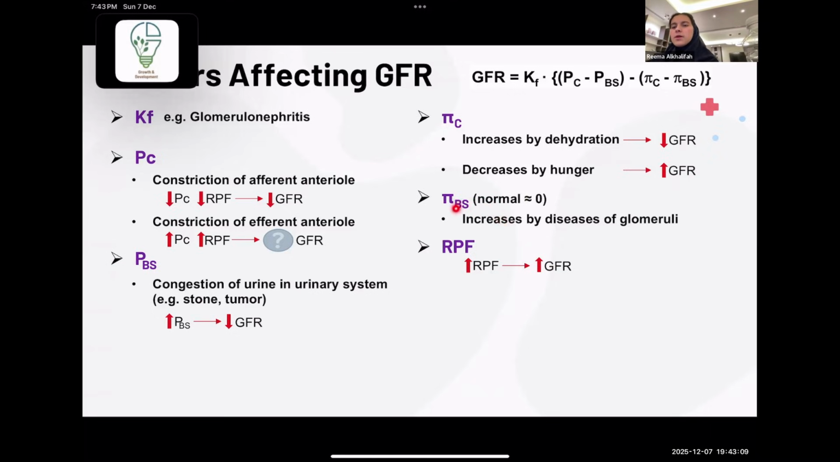Now, the oncotic pressure of the Bowman space is normally nearly zero. However, it increases by diseases of the glomeruli. Again, if podocytes are damaged, or endothelial cells, or the basement membrane, it's going to allow more proteins to be filtered through the membrane. So that's going to increase the oncotic pressure in the Bowman space. And finally, the renal plasma flow, it's an easy concept. If it increases, GFR increases. If it decreases, GFR decreases.